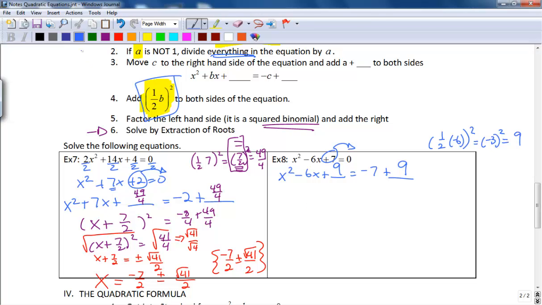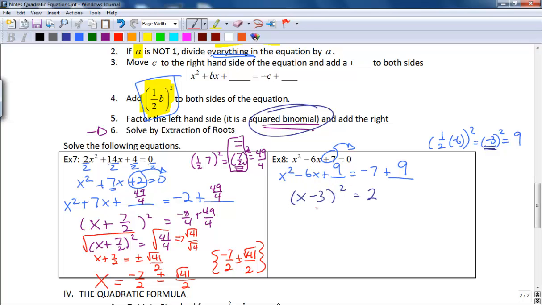All right, we'll factor the left. Remember, the left will always factor as something squared, a binomial that's squared, and it's going to be whatever your variable is. Happens to be that my variable is x, and then you're going to look here, and you have that minus 3. So x minus 3, add the right-hand side here, and we get 2. So I end up with x minus 3 squared is equal to 2. So now I'm solving by extraction of roots.